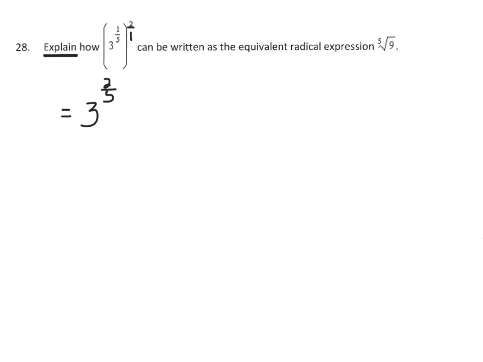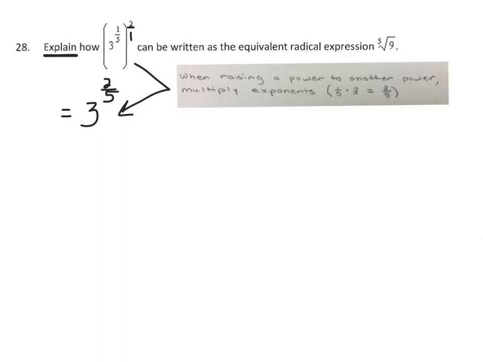And then we just have to explain. I'm going to put arrows showing what I did, and explain in words how I went from one step to the next. So when you raise a power to another power, you just multiply. You're going to multiply the exponents. 1/5 times 2 is 2/5.